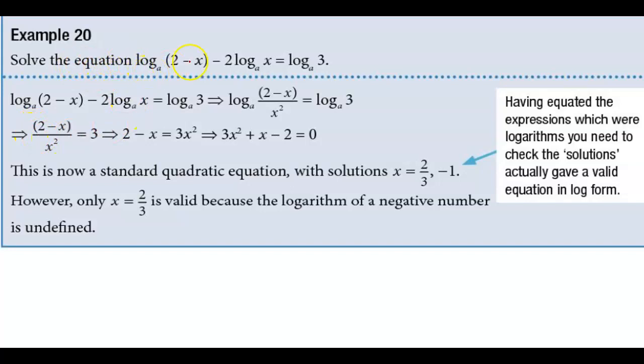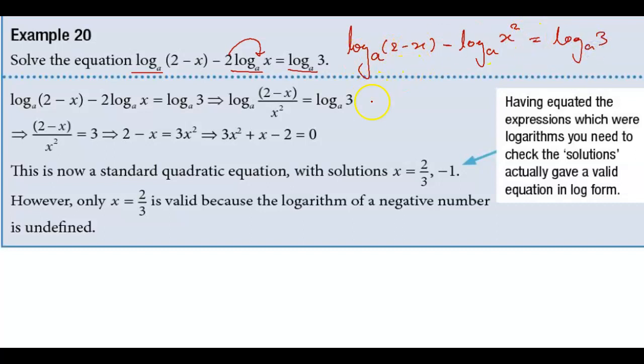Solve the equation log of 2 minus x to the base a minus 2 log of x to the base a equals log 3 to the base a. Here all the bases are a, right? Okay, children. So what we are going to do, see, log a minus log b. This can be considered as log of 2 minus x minus, can I take the 2 back on x, so that I can write log of x square, equals log of 3 to the base a.